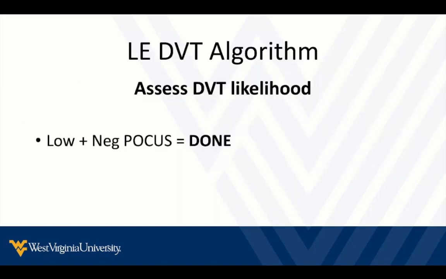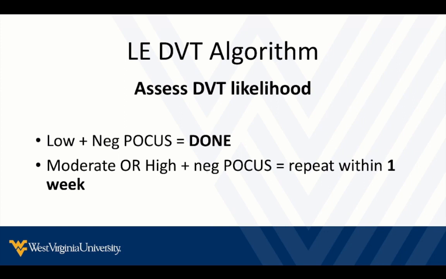Back to that algorithm. If they have a low likelihood of DVT and you do a quality point-of-care ultrasound and it's negative, you're done. Now, I always tell the patients, if it still hurts a week from now, seek further evaluation. If they're moderate or high likelihood for DVT and you have a negative quality point-of-care ultrasound, they need a repeat in about a week.